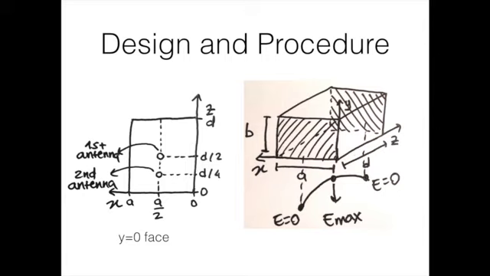Z equals 0 and Z equals D is where the electric field magnitude is 0, and Emax is at Z equals D/2. So the first antenna should be placed there. And the second antenna, like I said, can be placed anywhere, but I chose it to be at A/2, D/4, since I thought it was simple that way. So the expected output should be Emax over √2.